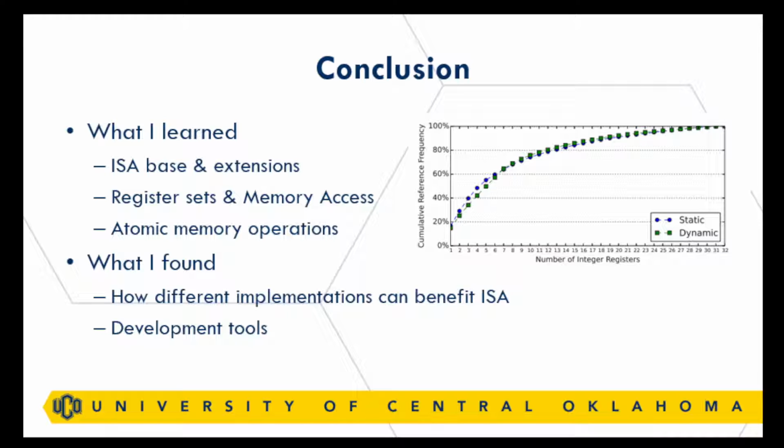What I found out was how to implement different ideas and features which can benefit the ISA using development tools such as programming skills, or using the table on the right. It can be calculated as the cumulative frequency of floating point register usage in the SPEC CPU 2006 benchmark suite, sorted in descending order of frequency.